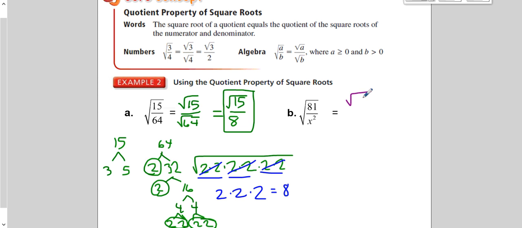Square root of 81. Don't make me break it down. Do you remember that one? What number times itself gives you 81?